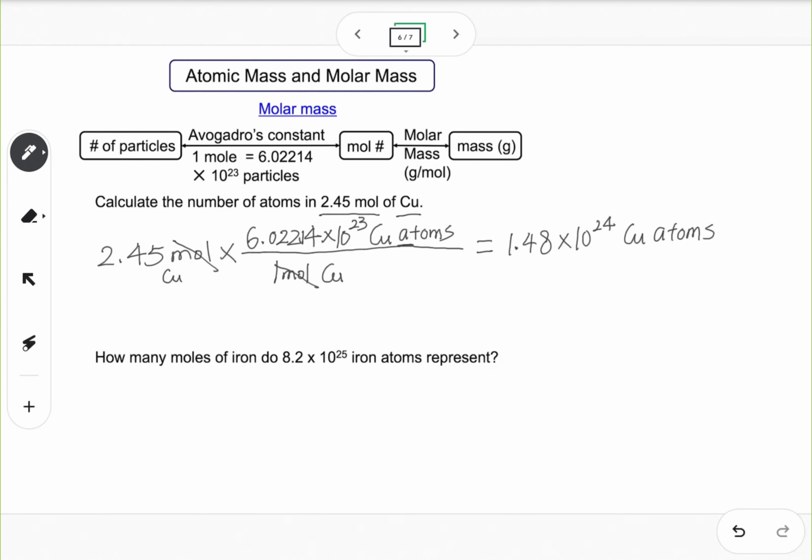Okay, remember, final answer, 3 significant figures, because this number has 3 significant figures. Again, please ignore the significant figures of the constant. All right, this is the first practice.